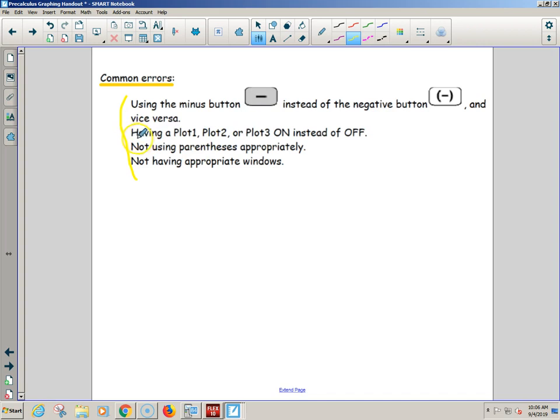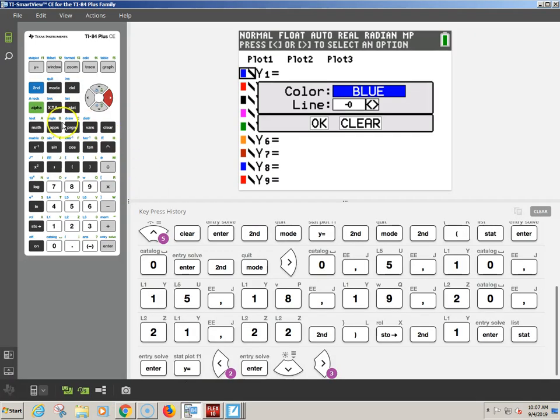But there's another one that's really important, and it's this one right here. Having plot 1, 2, 3, or 4, or I think it's just 1, 2, or 3 on. You are going to be using these plots. It's called stat plots. You're going to be getting to them by doing second y equals once. Oh, let me get out of this. Okay, there we go.